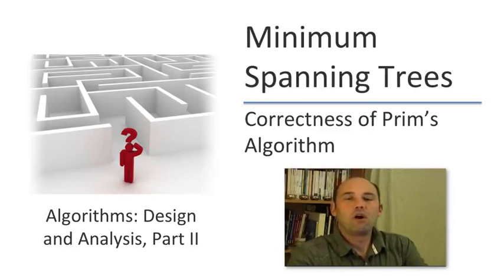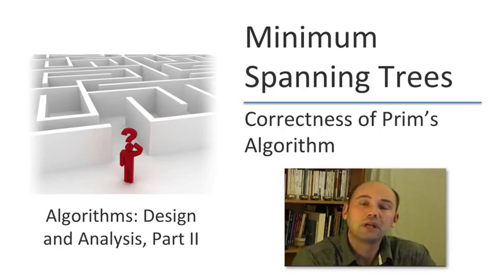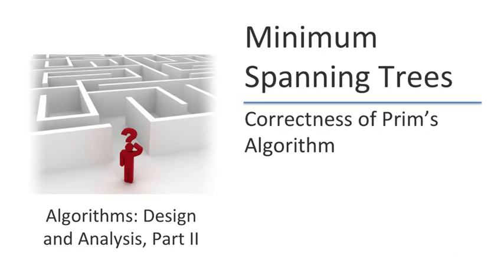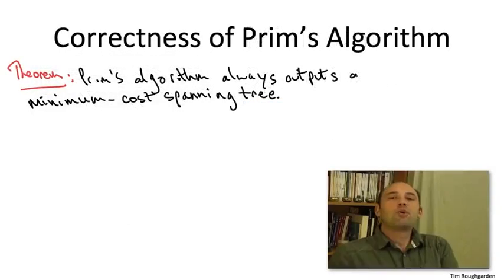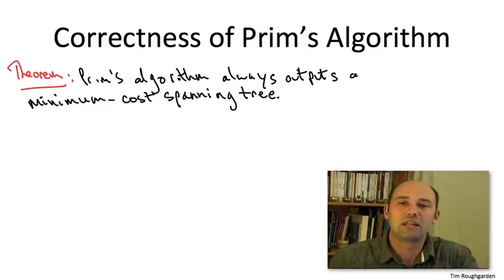Alright, so now that we've completed our warm-up by showing that at the very least Prim's algorithm outputs a spanning tree, let's move on and actually show it outputs a minimum cost spanning tree. And to prove this theorem, we're going to have to tackle head-on the kind of crisis which you always face when designing a greedy algorithm.